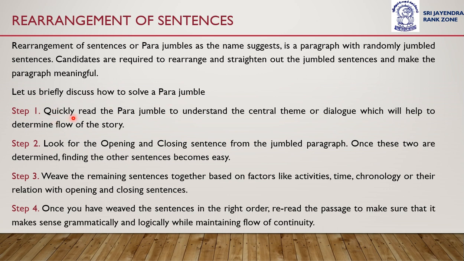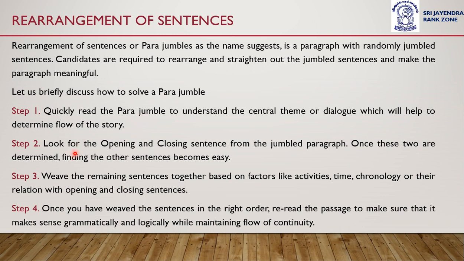Step 1. Quickly read the parajumble to understand the central theme or dialogue, which will help to determine the flow of the story. So you have to quickly read the given parajumble and try to recognize the central theme or the flow of the story so that you can organize the rest of the sentences in similar order.